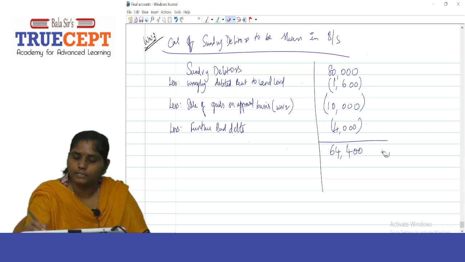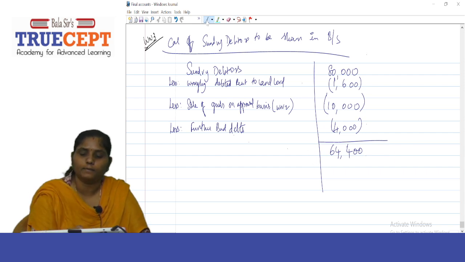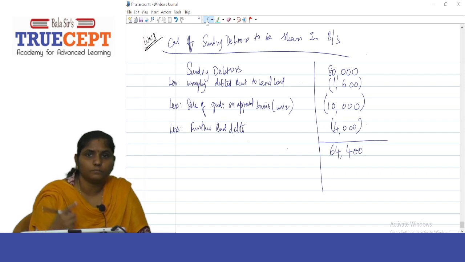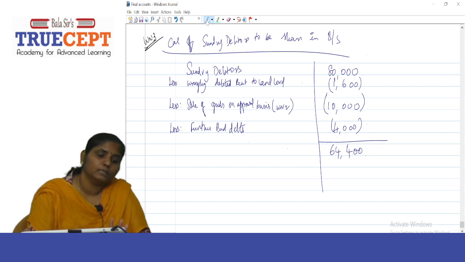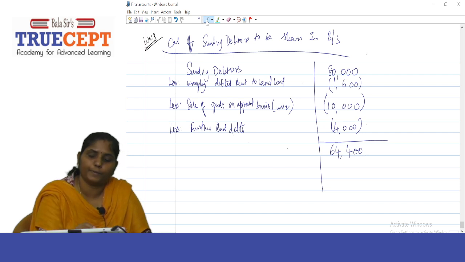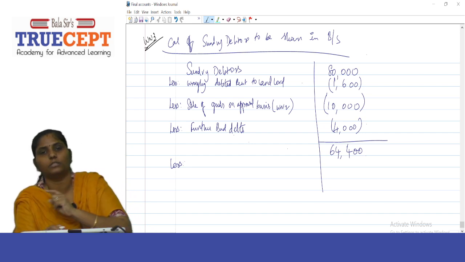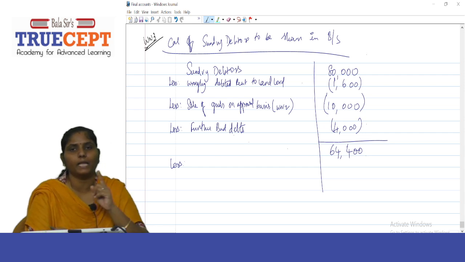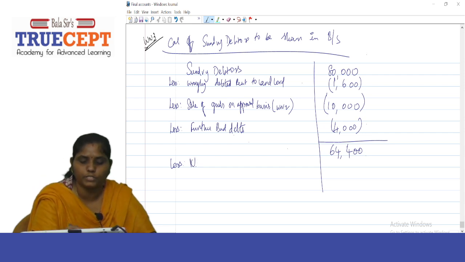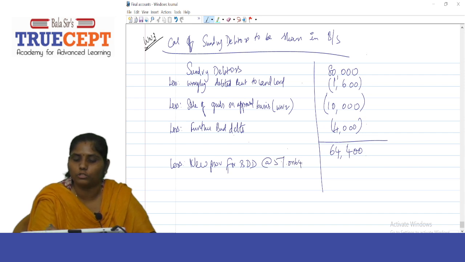Even in this 64,400, there is supposed to be bad debts of how much percentage? 5% is given in the adjustment. Therefore, there is a possibility that I am going to have bad debts on this 64,400, so I am making a provision for that. What is that provision? New provision for bad and doubtful debts at 5% on 64,400.